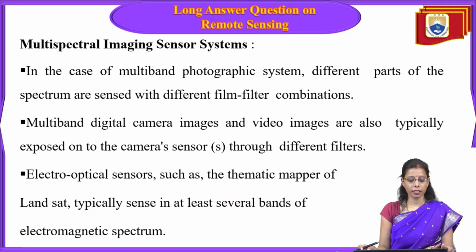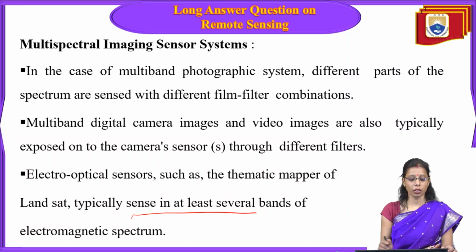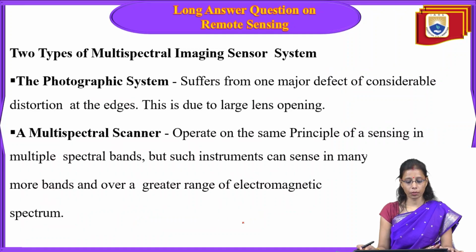Now, electro-optical sensors such as the Thematic Mapper of Landsat typically sense in several bands of the electromagnetic spectrum, which is useful for multispectral images, and it is also helpful for digital camera images and video images, which are exposed through different filters. Now, we have two types of multispectral imaging sensor systems: one is the photographic system, another is the multispectral scanner.